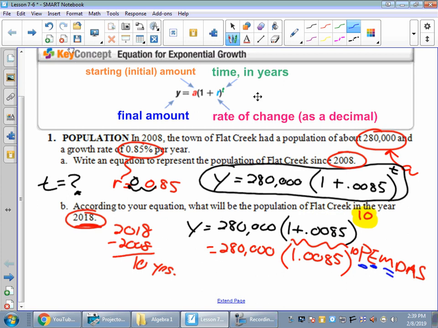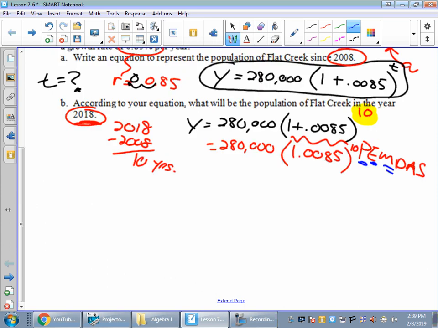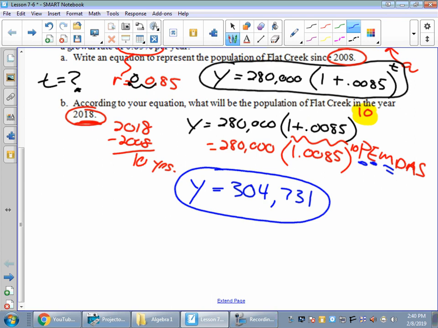So punch it in the calculator, 1.0085 to the 10th power. Then we can multiply that by 280,000, and we end up getting, you can check my math, 304,731. Now, you're going to get a decimal there, right? But we're talking about population. We're talking about people. So can you have a decimal of a person? Not necessarily, so I rounded it to 731 there. Okay? So that's our example of exponential growth.